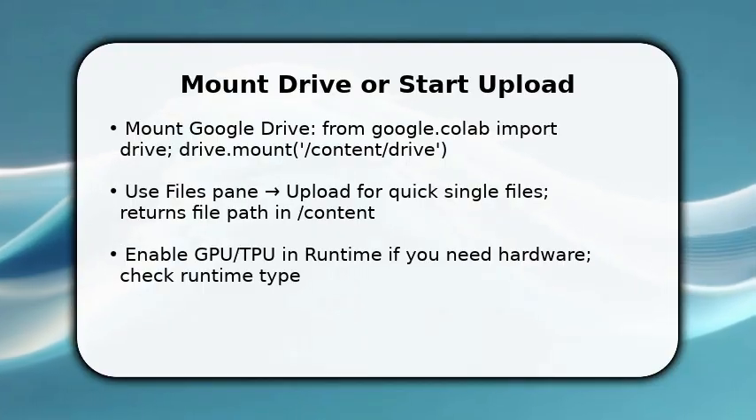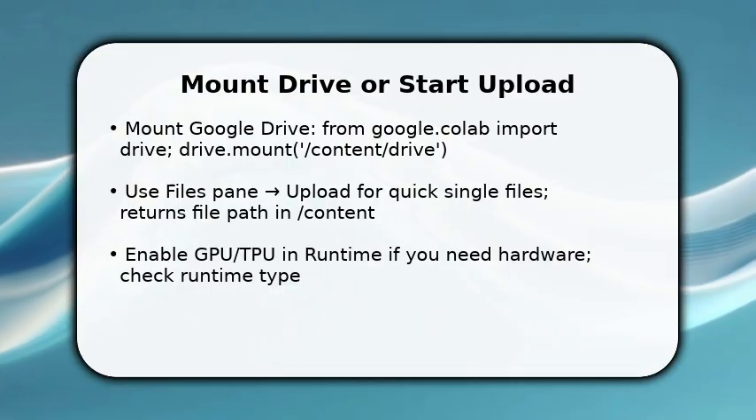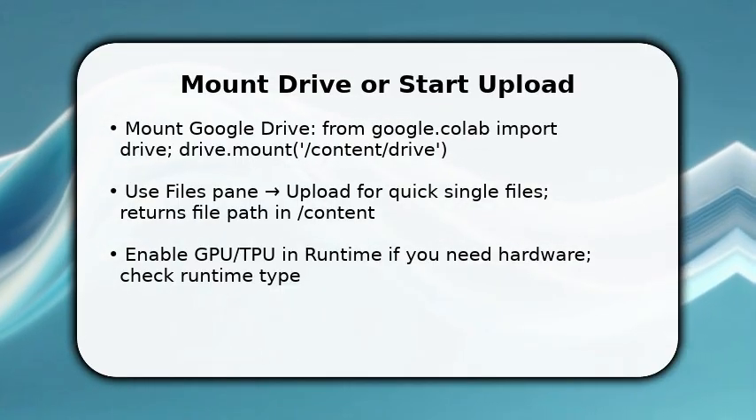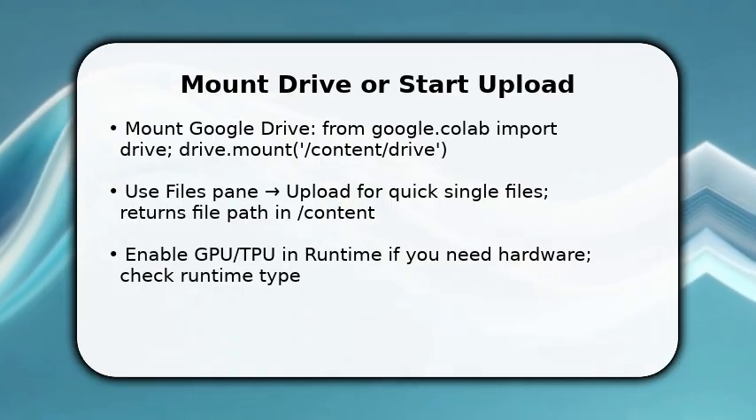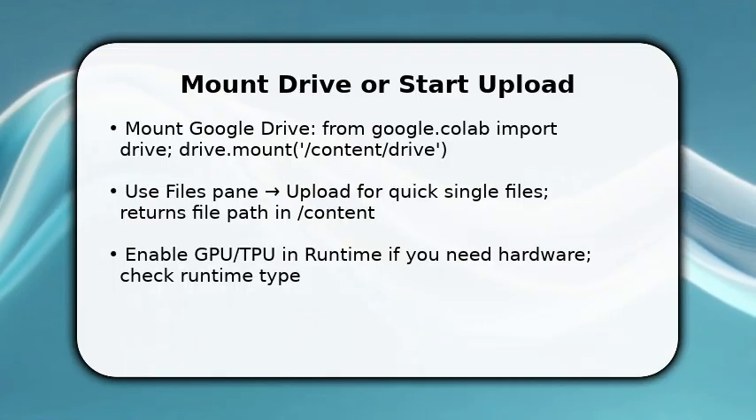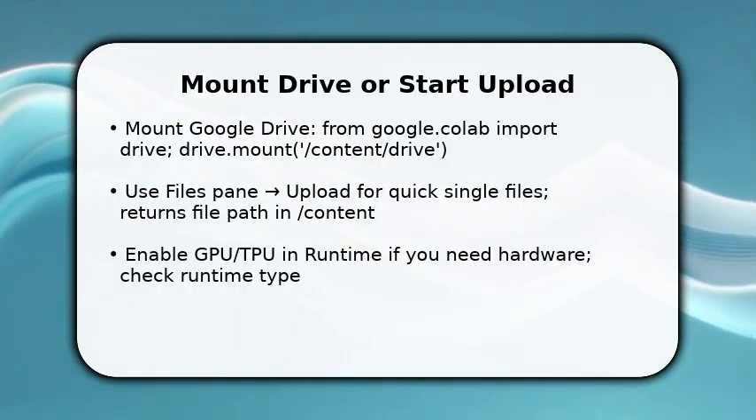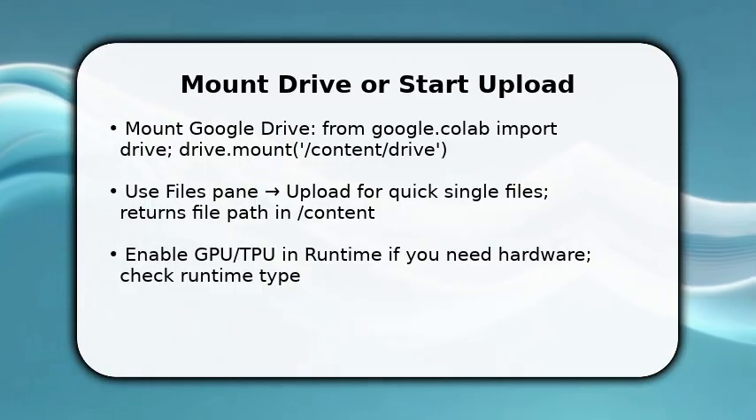You'll begin by choosing where the file will live and why. If you want persistent storage, mount Google Drive. Run from google.colab import drive, then drive.mount('/content/drive') and follow the auth flow. If you need a quick transfer, open the left Files pane and use Upload. That places files in /content.